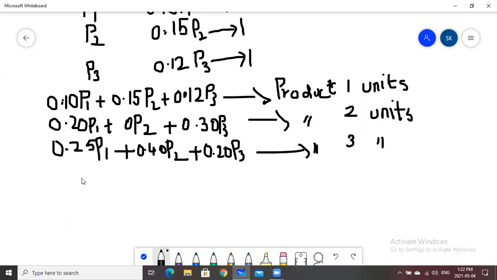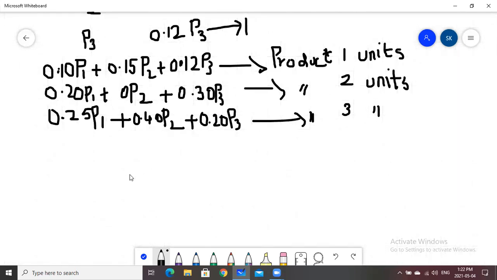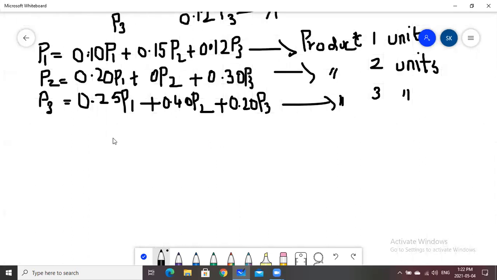Since we must produce these quantities to satisfy internal demand, we therefore have P1, P2 and P3. That is, P1 is equal to 0.10 P1 plus 0.15 P2 plus 0.12 P3, and P2 is equal to 0.20 P1 plus 0 P2 plus 0.30 P3, and P3 is equal to 0.25 P1 plus 0.40 P2 plus 0.20 P3. Therefore, we can also write this in the matrix form.